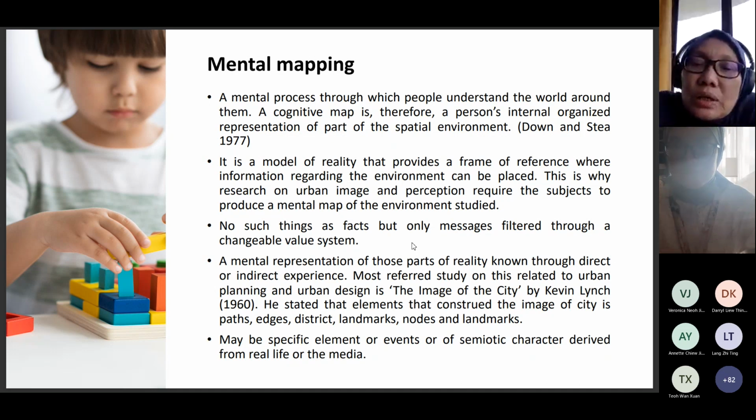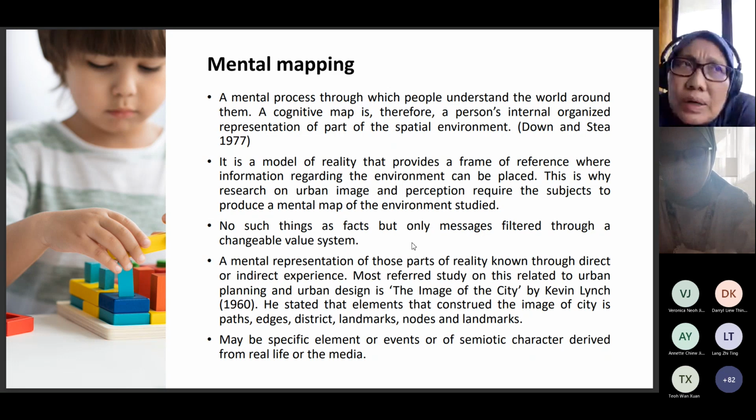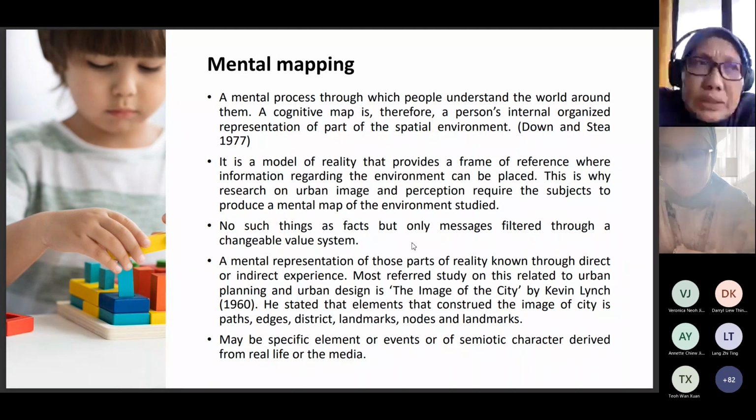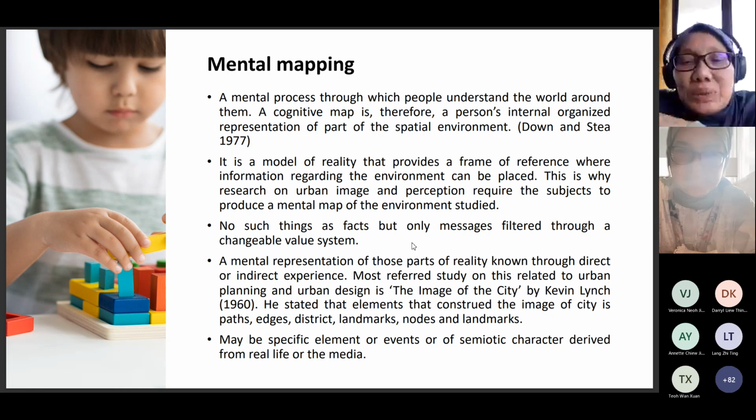Like I mentioned just now, for architecture, planners and landscape architecture, the most important study that has been done about this mental mapping is by Kevin Lynch, a professor at MIT, US. Through his study about the image of the city, he stated that the elements that construct the image of the city are paths, edges, districts, landmarks, nodes. Oh, sorry, 1, 2, 3, 4, 5. I repeated landmarks again after that. So these are the elements, in his study, which construct the image of the city.